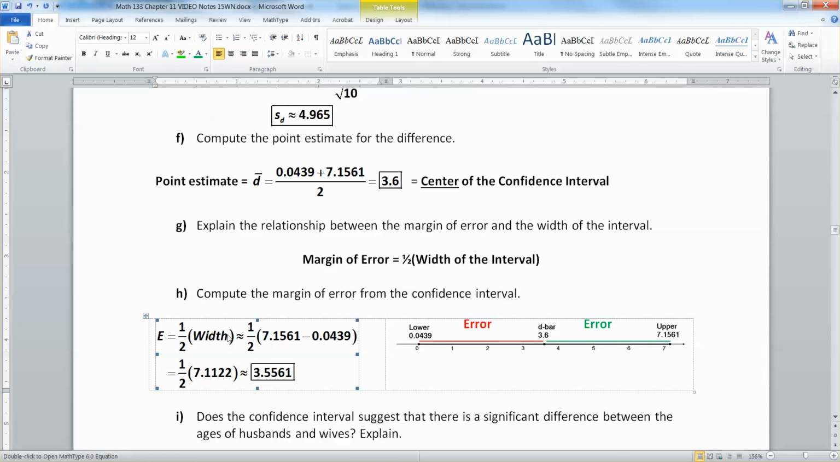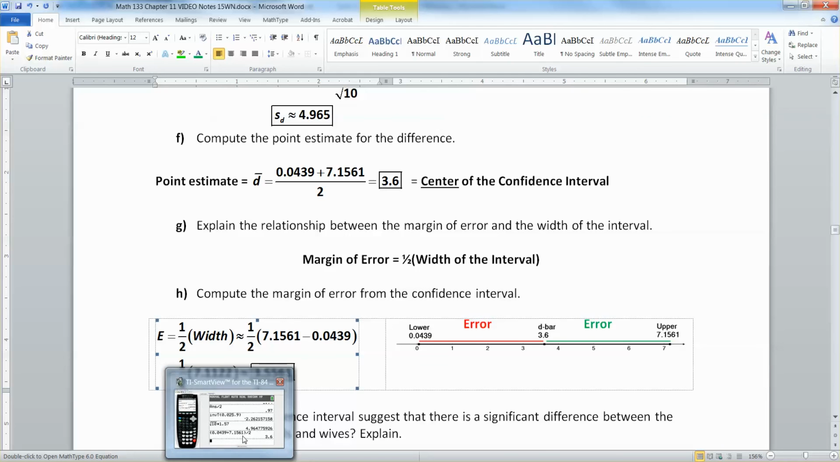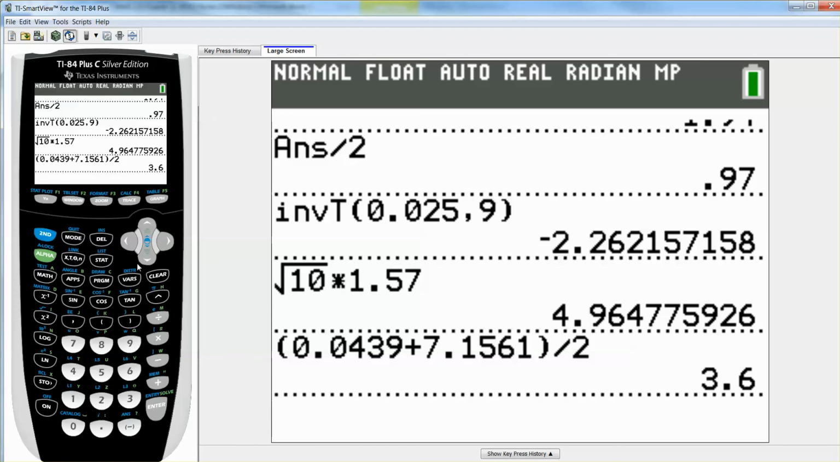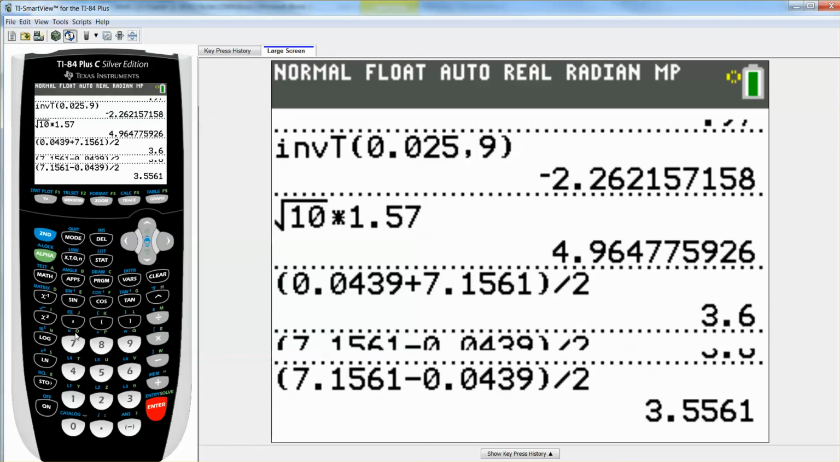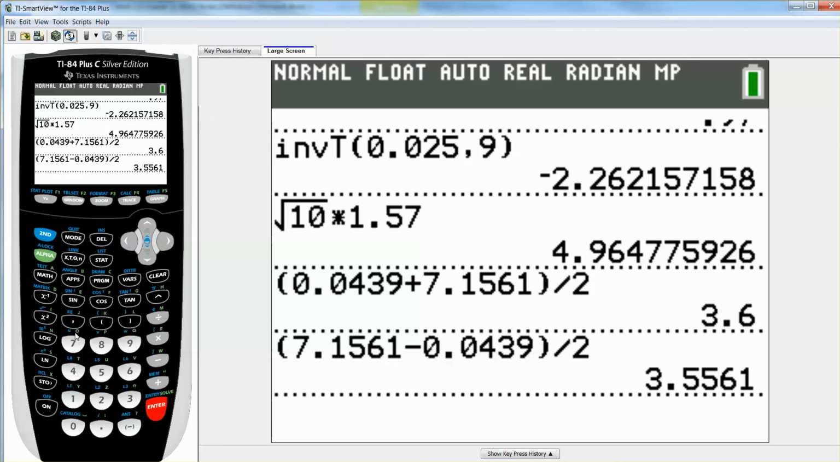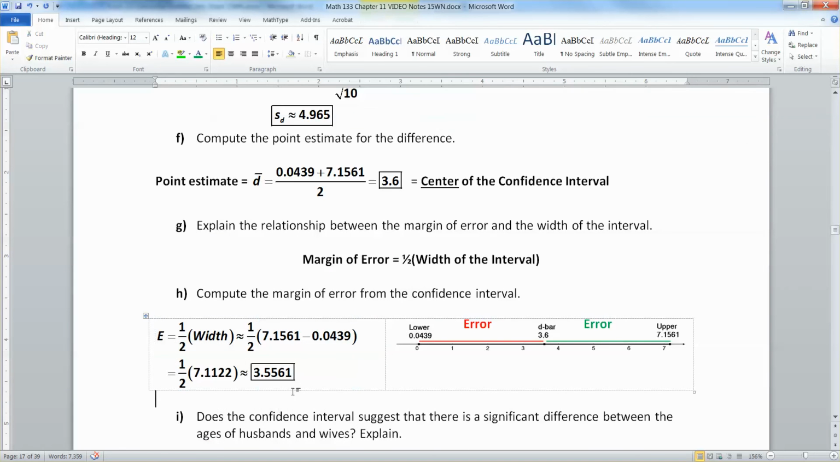And so the way you find that is find the width, which is 7.1561, take away 0.0439, and divide that by 2. So if we take what we just did, you can actually do it all at once. You can say parentheses 7.1561, take away 0.0439, close your parentheses, divided by 2, enter. And you'll get 3.5561, just like we said it was. Right there.